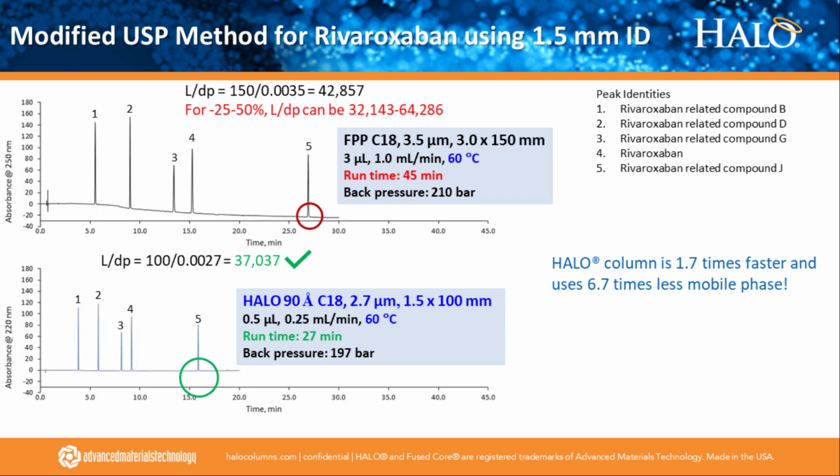Now look what happens when we switch from the 2.1 by 100 millimeter column to the 1.5 by 100 millimeter column. The method conditions are the same, except now we've cut the flow rate in half to 0.25 milliliters per minute. And you can see the retention time savings is the same, but in this case, our mobile phase savings is doubled because we're using half of the flow rate. So that gives us 6.7 times less mobile phase used per injection.